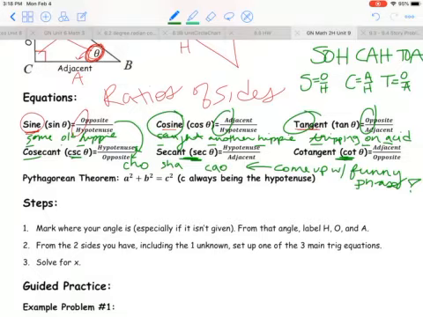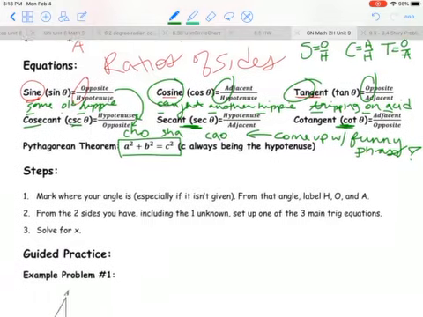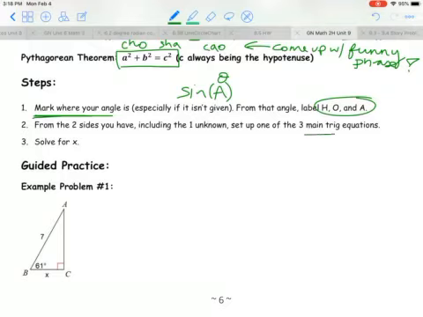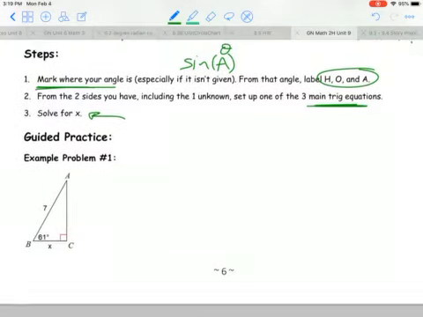Okay. And then sometimes you might need to do the Pythagorean theorem again, just if you're missing a side at all. So your steps: mark where your angle is. Okay, so it might say like sine of A. So A is where you put theta. And then label H, O, A. And then set up your trig equations. And if you need to, solve for x.